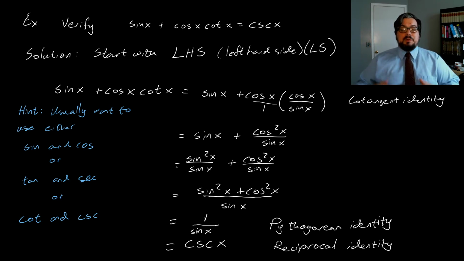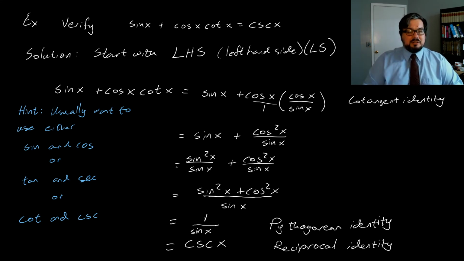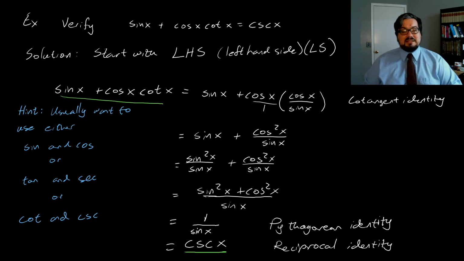And now we're done. We have a string of equalities here. We have that the first expression is equal to the second, is equal to the third, and so forth and so forth and so on. And we finally simplified everything down to be cosecant x. And since equality is transitive, that is, if A equals B and B equals C, then A equals C, that means that the first expression that we started with is equal to the last expression, cosecant x, and we have verified the identity.